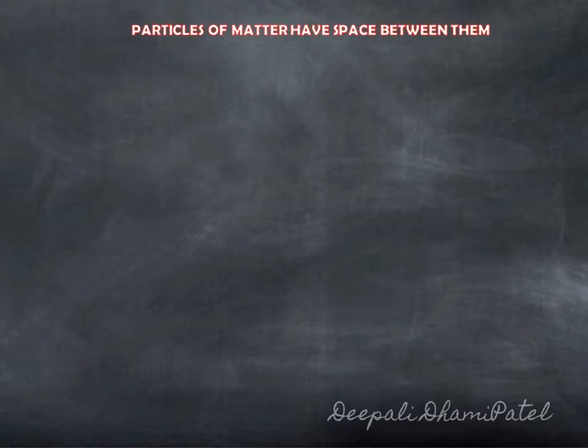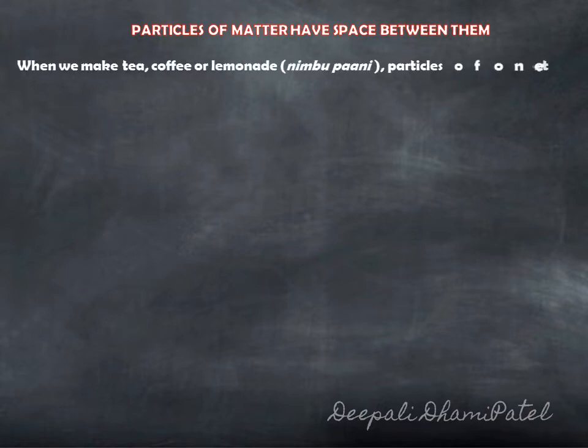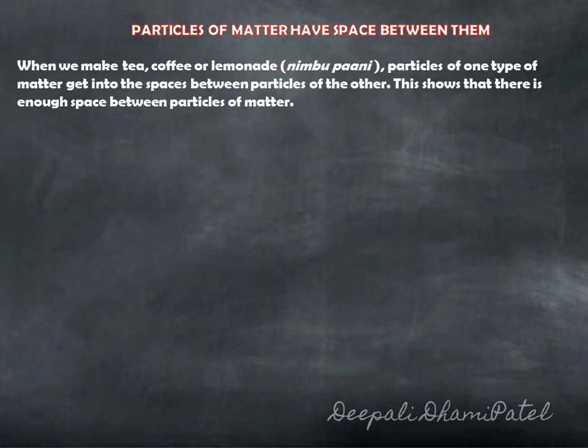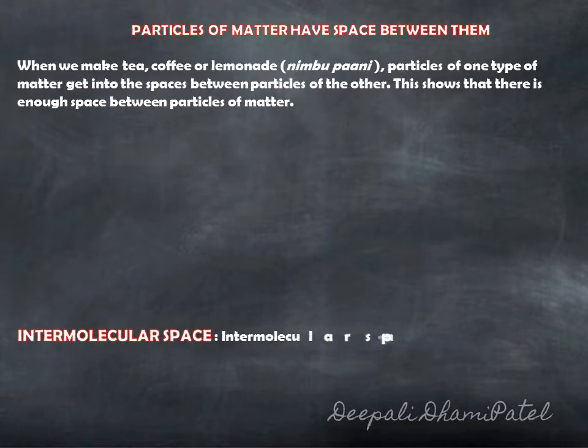The next property we came across was that particles of matter have space between them. Now we all are familiar with tea, coffee or lemonade. If you have tasted this and try to taste each sip of the drink, each time it is similar. There is no difference in the first sip and the last sip of your drink. This shows that there is space between the particles of matter.